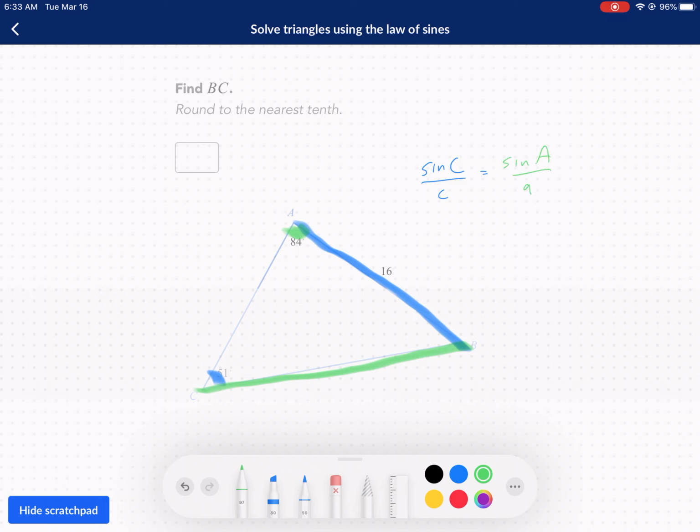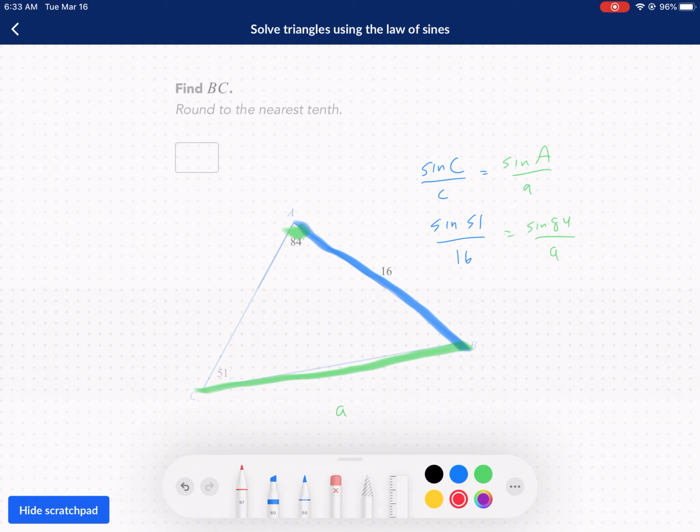That's our setup. Let's plug in our values. Sine of, what is that, 61? I can't read it. Sine of 51, good thing I erased it. Sine of 51 over 16 is going to be equal to sine 84 over the side length A. Little a is right there.